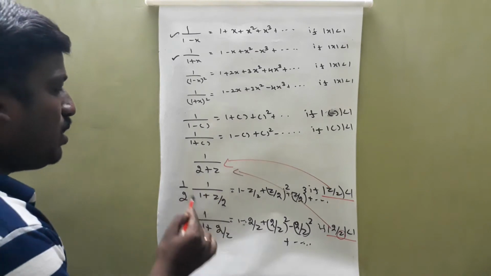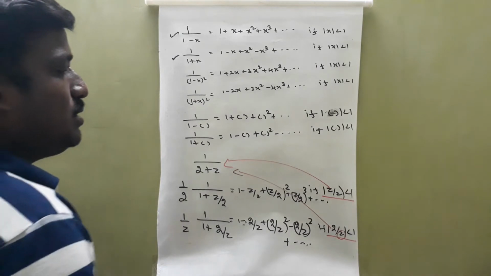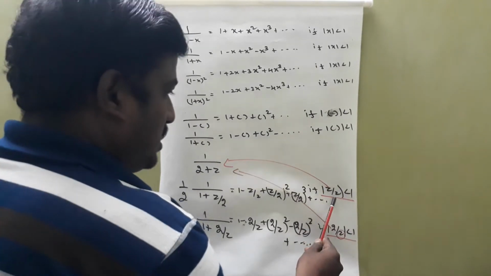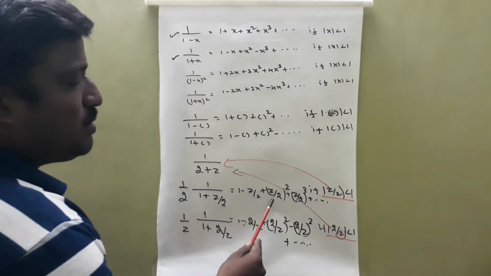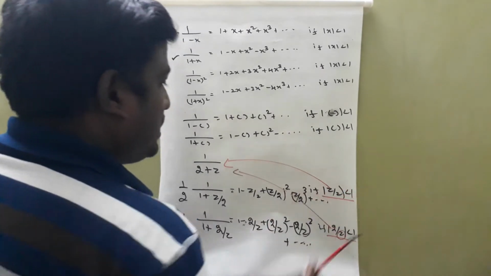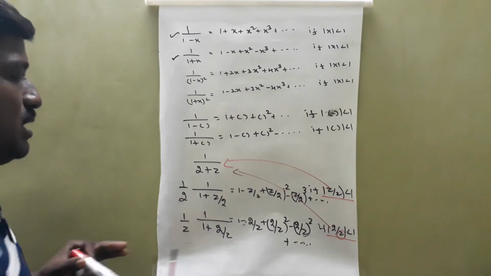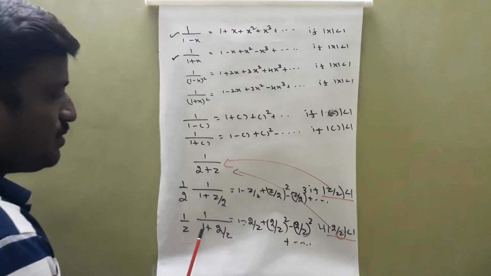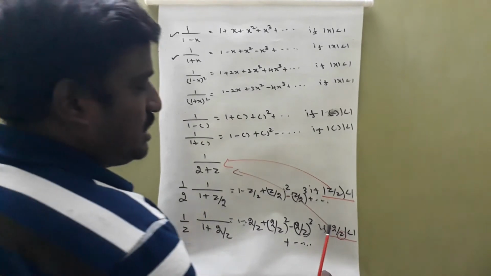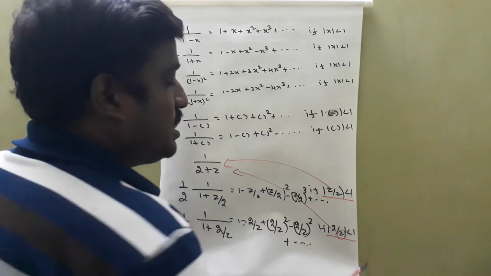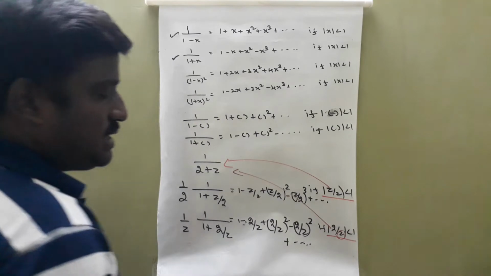Suppose I want to expand this, I need the condition modulus of z by 2 less than 1. If I have modulus of z by 2 less than 1, then I can give the series representation for this function. That is 1 minus z by 2 plus z by 2 whole square minus z by 2 whole cube plus and so on. Similarly, suppose I want to give the series representation of this function, I need the condition modulus of 2 by z less than 1. Then I can give the series representation.